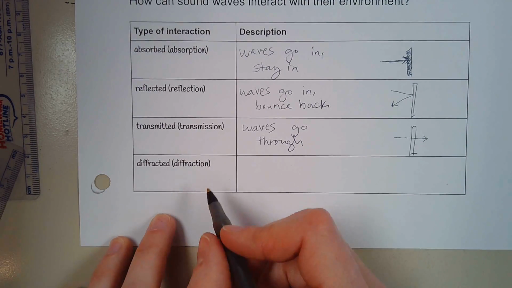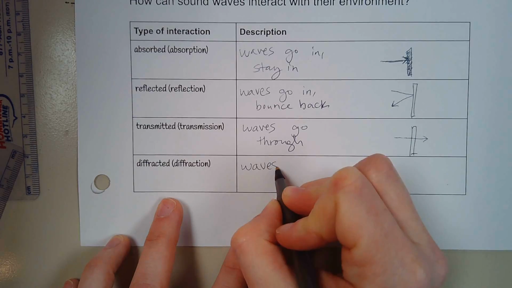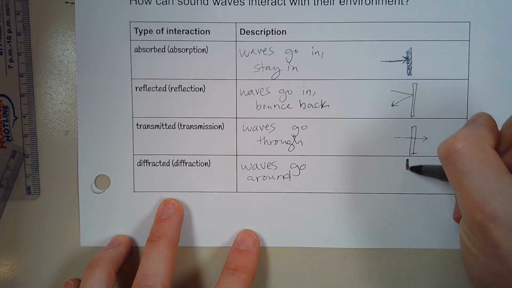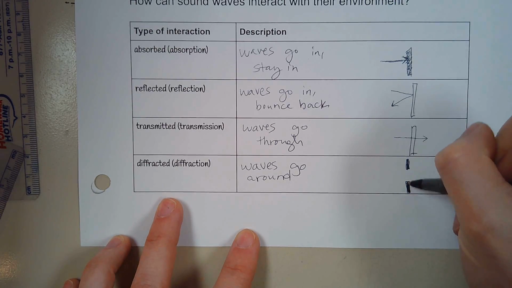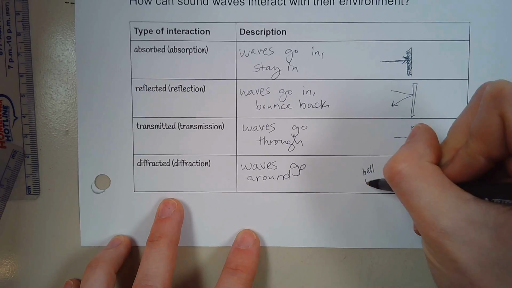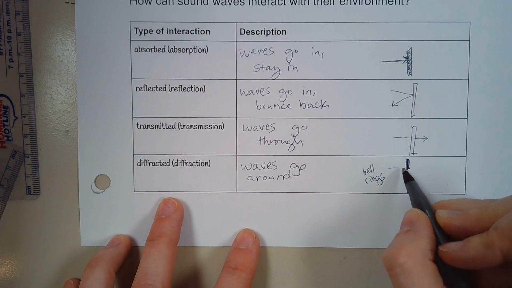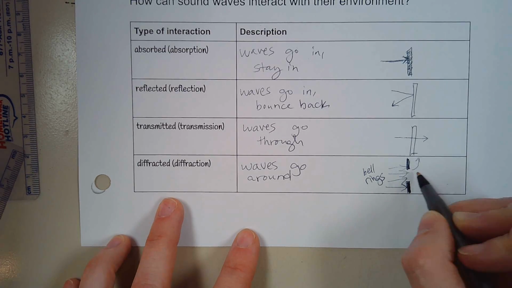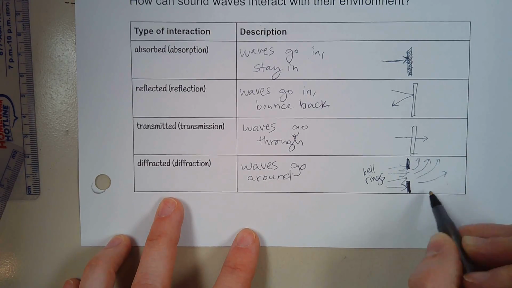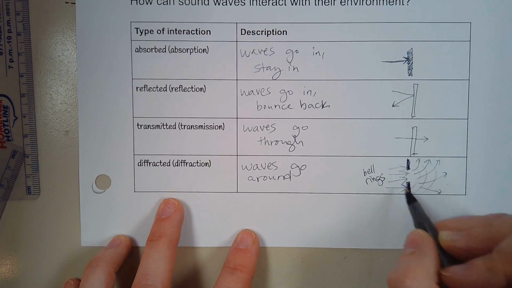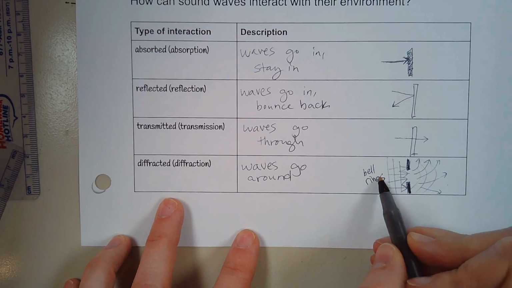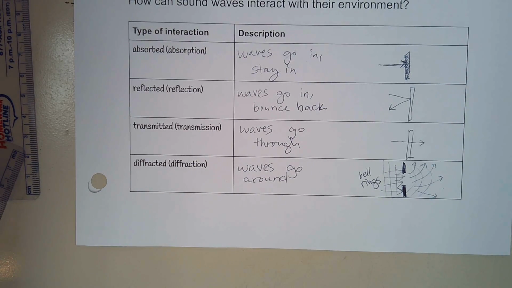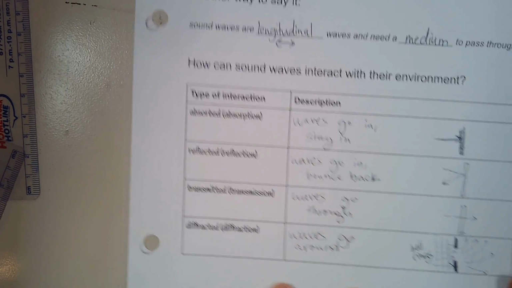And finally, it can be diffracted, and that's when waves go around something. And so like if this is like a doorway, like you're in class, and the bell rings, it's going to send those sound waves probably like this, but then they're going to bend and it's going to spread out, and it creates almost like a ripple effect, right? So your sound waves might have been traveling forward, but then when it goes through the opening, it's going to curve and spread out. And so those are 4 different ways waves can interact.